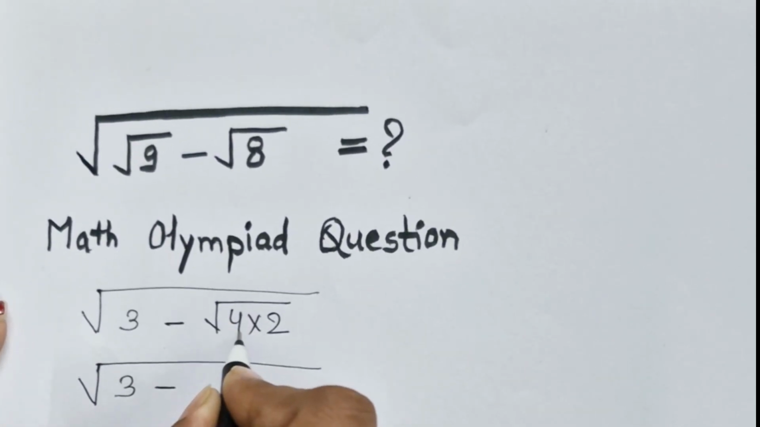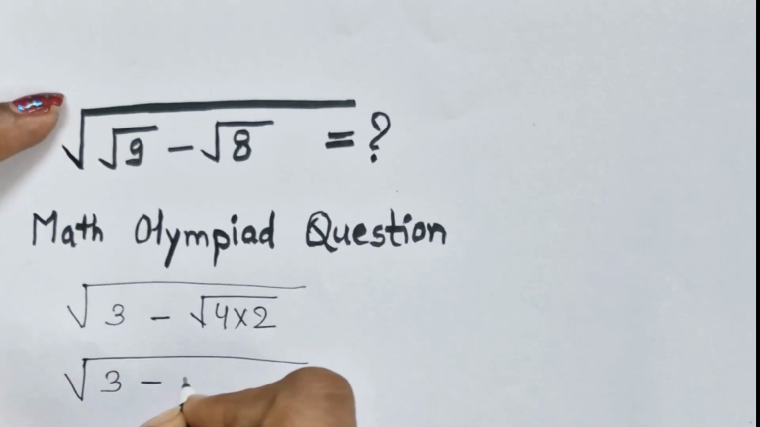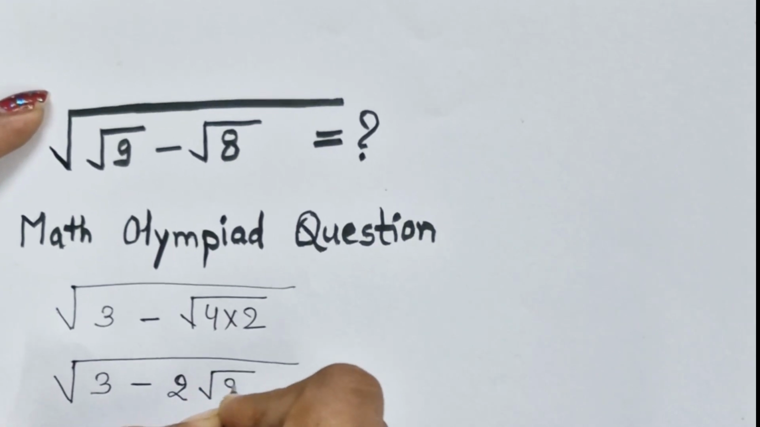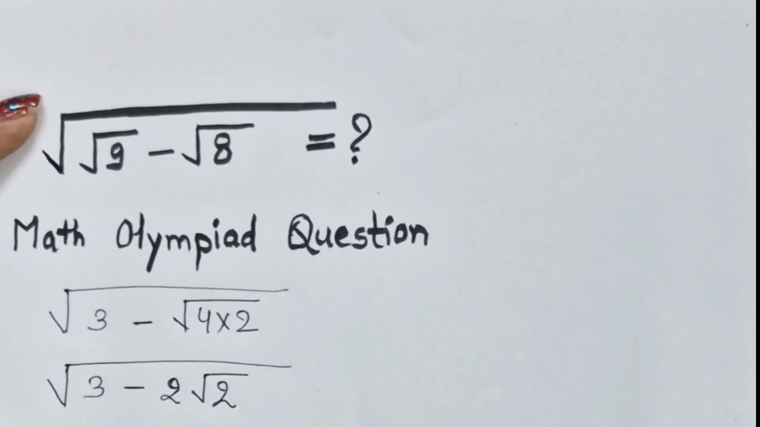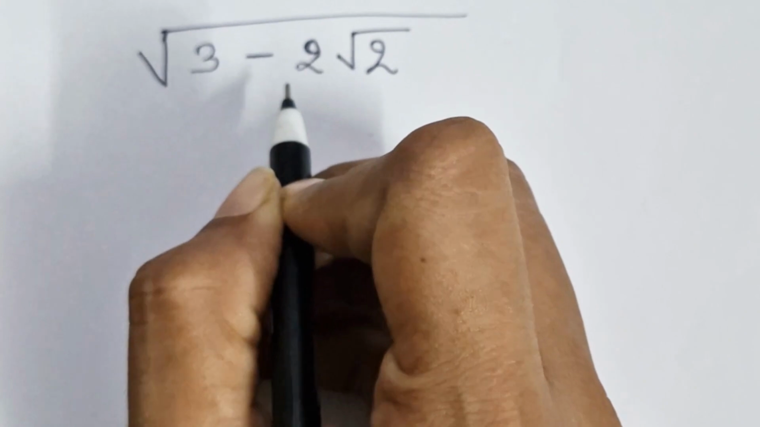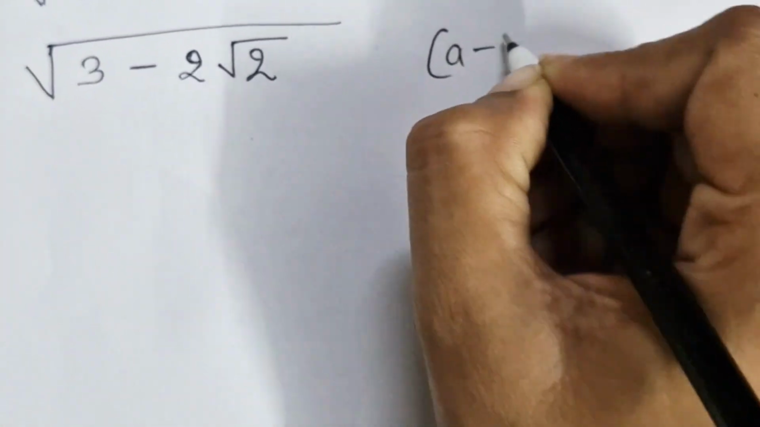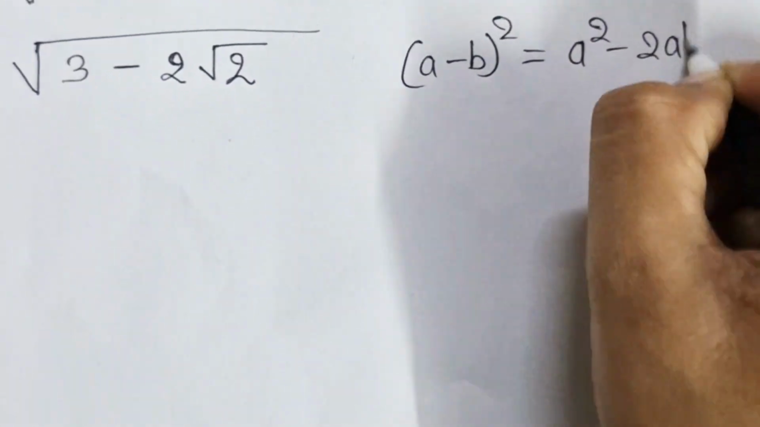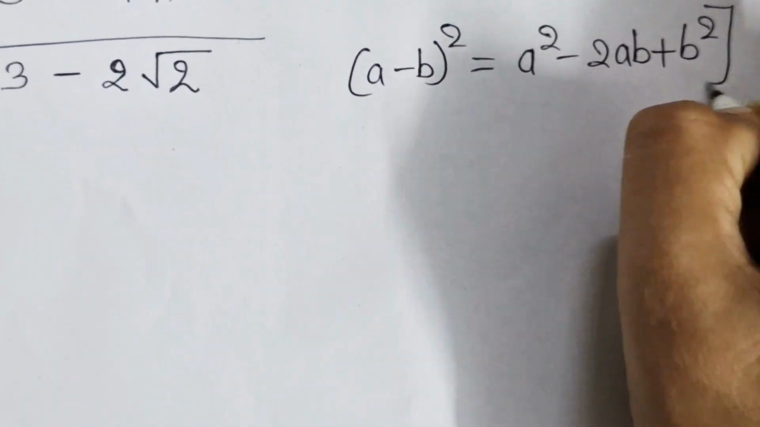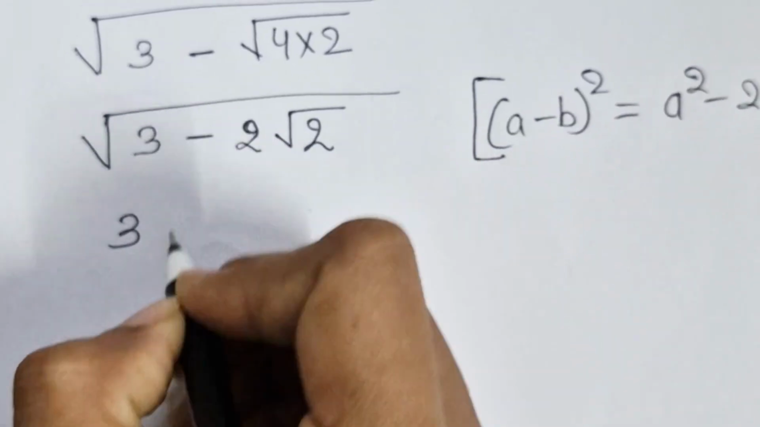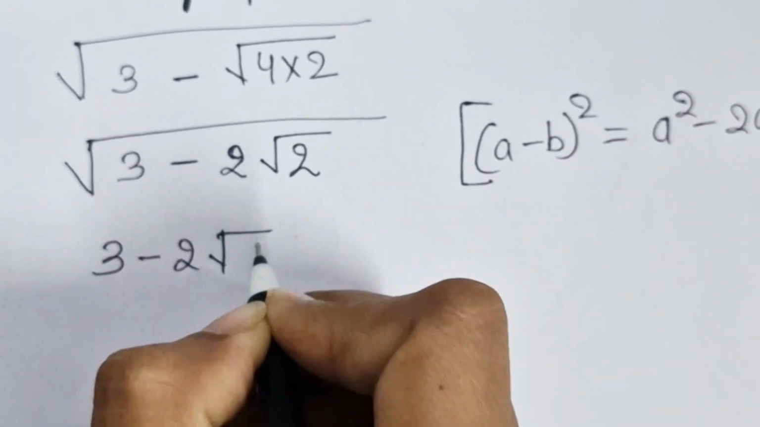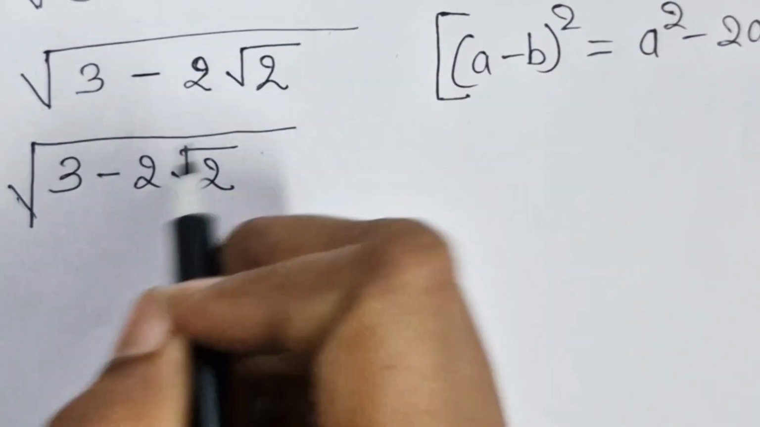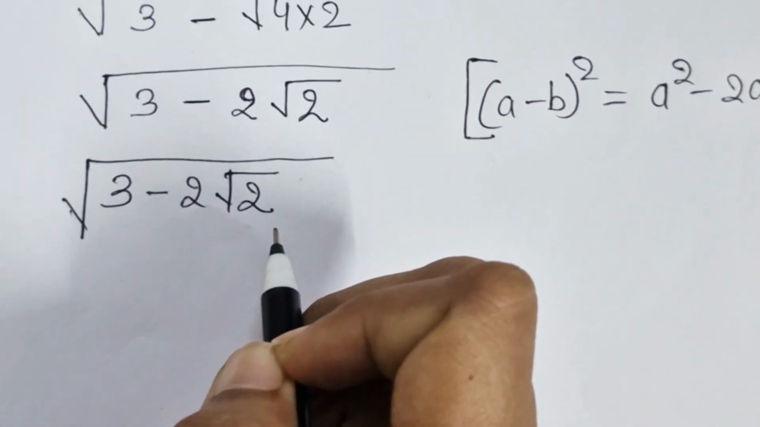So here 4 is the square of 2, so we will take out the 2, and here the under root 2 will remain. Okay, so here we will write this in the form of (a minus b) whole square, which equals a square minus 2ab plus b square. So this is the formula: 3 minus 2 root 2, and this is the whole root, whole root 3 minus 2 root 2.